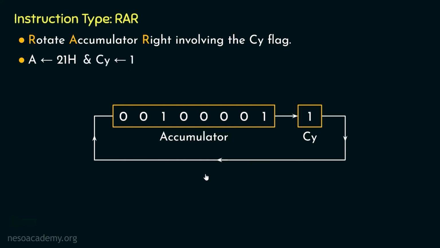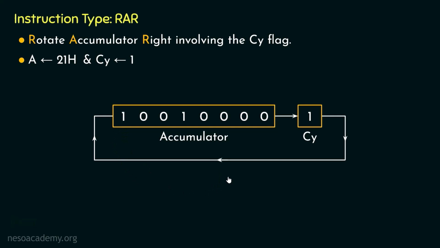Now notice, if we execute RAR, since we are supposed to rotate the accumulator's content towards the right, the least significant bit, which is 1, will come out. And this will be placed inside the carry, making the previous content of the carry, which was also 1, come out of the carry flag. This process created an empty space in the least significant bit's place. So all the remaining bits can be shifted towards the right one at a time. In this process, the most significant bit's place is now empty. So the content of the carry flag, which was 1, can now become the most significant bit.